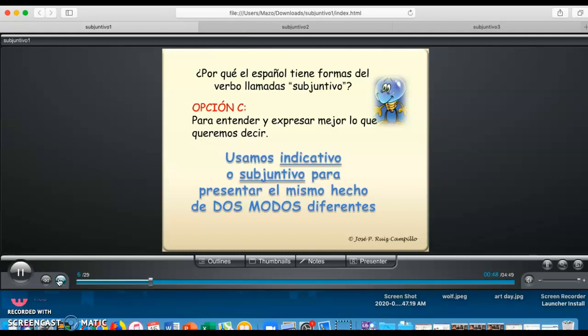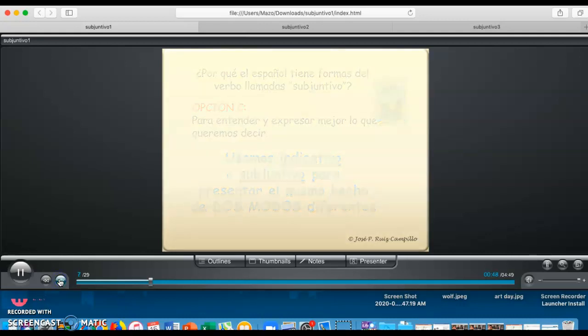Sí, usamos el indicativo o subjuntivo para presentar el mismo hecho de dos modos diferentes. We learn on Junopod that there are two universes: the universe of facts, when the speaker thinks or knows what he's talking about, or the universe of uncertainty or influence, doubt, or emotion. That's the subjunctive. So there are two different ways to express what we want to express.